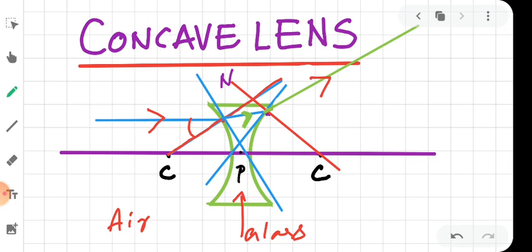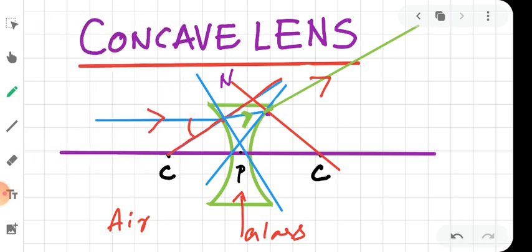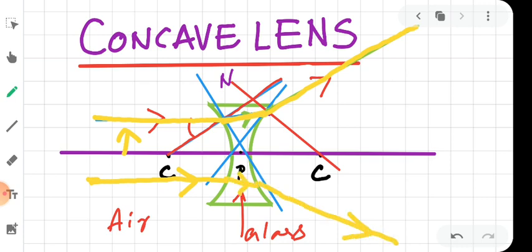So what happened? Overall, let me show you what happened on an overall sketch. See, you had this incident ray. It entered the glass, suffered a slight deviation, and then from there it suffered another deviation. Since the lens is placed symmetrically about the principal axis, another ray on the other side will also behave similarly. It goes like this and suffers a little deviation, and from there again suffers deviation. So any light ray on either side will do the same.